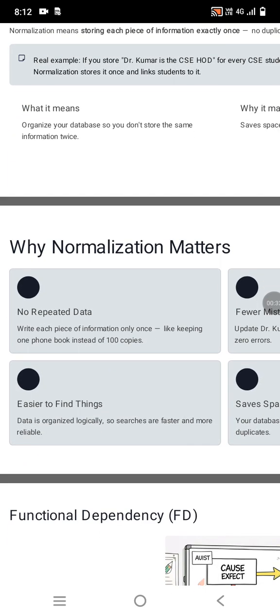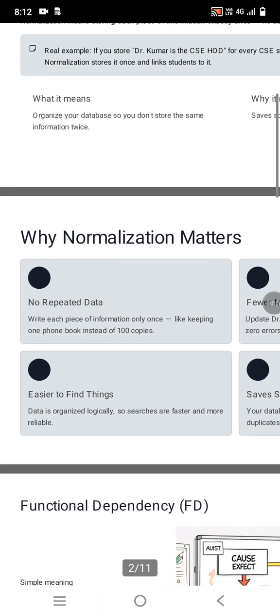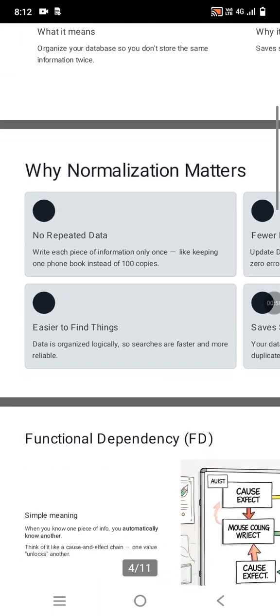Why are we using normalization in a database management system? No repetition of data in your databases, easy to find whatever data is stored logically, fewer mistakes, and it saves space in your database. These are the four main points of using normalization in your databases.